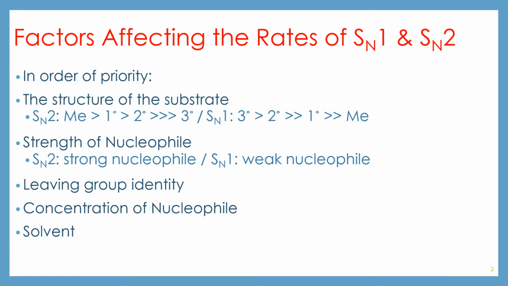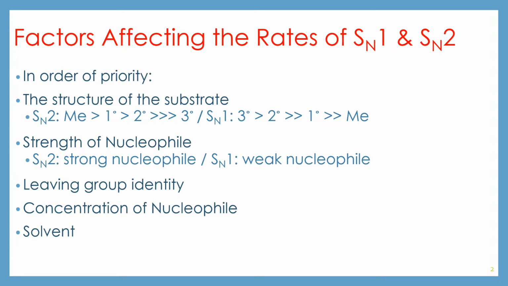Now, there are several factors that affect the rates of SN1 and SN2 reactions. These factors also dictate what mechanism a reaction is more likely to occur through. So, in order of priority, the structure of the substrate is probably the most important of all of these factors.